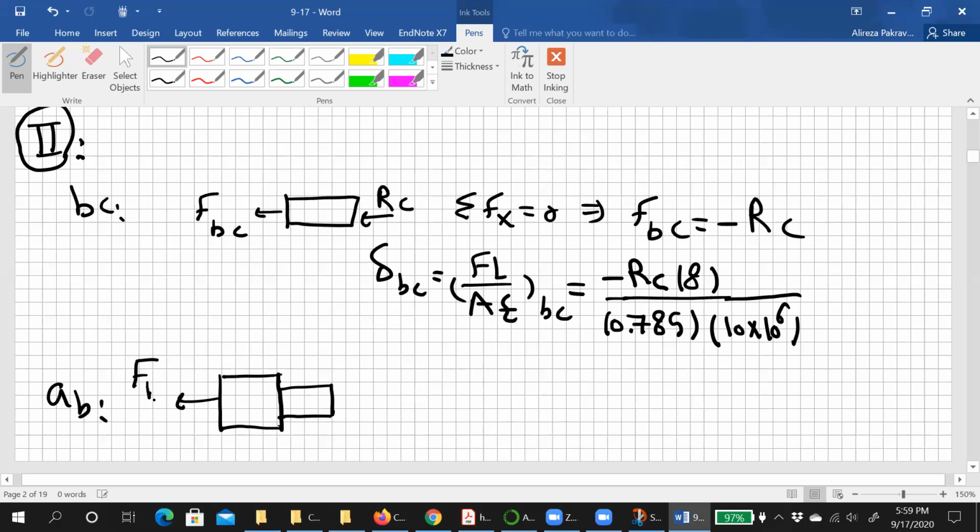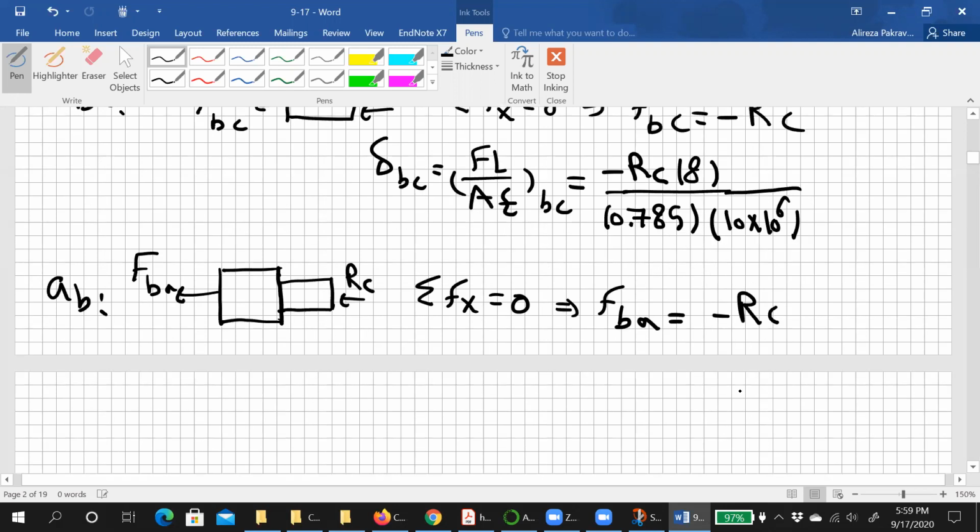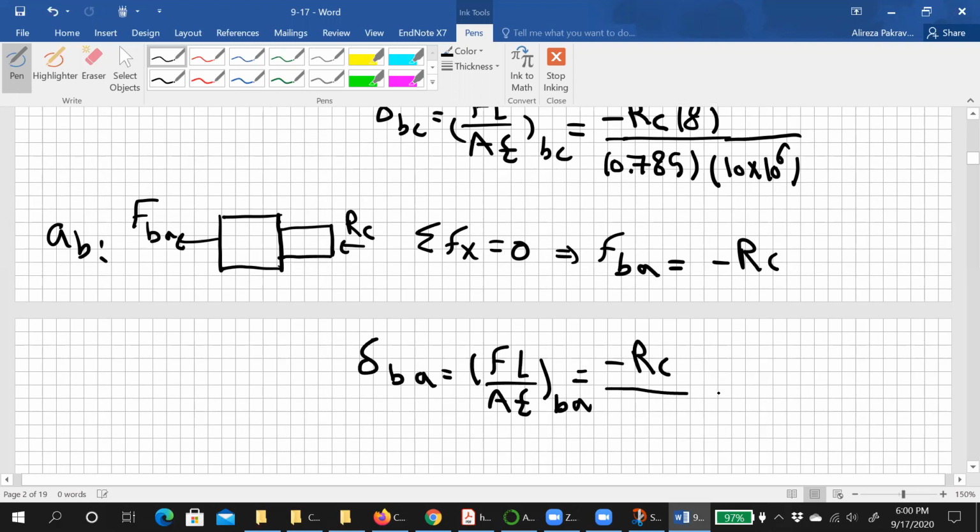I'm writing all the details for the problems, right? Summation of force in direction of X. FBA would be negative RC. Let's see, delta BA would be FL over AE. Okay, FBA would be negative RC. What is L? Ten inches. 10 inches, thank you.